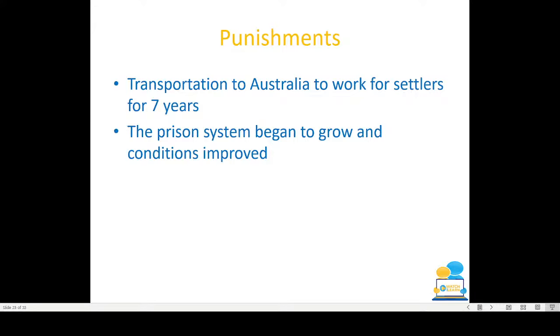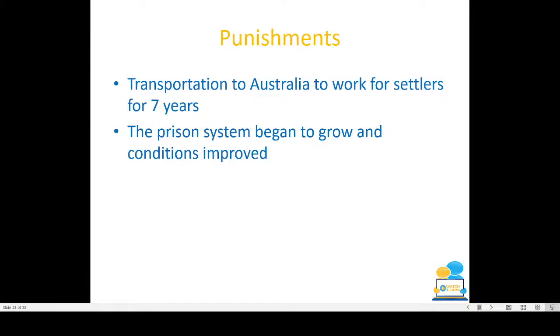But this then starts to die down with improvements in the prison system. So the prison system begins to grow in Britain at this time, and also conditions start to improve. So the government starts to look at how they can improve these prisons and what they can add to the prisons, thinking about how can we punish people but also how do we improve them. So not only do we give them a severe punishment that deters them, how can we train these people or educate these people not to commit these crimes? And this starts to grow at this time in industrial Britain.